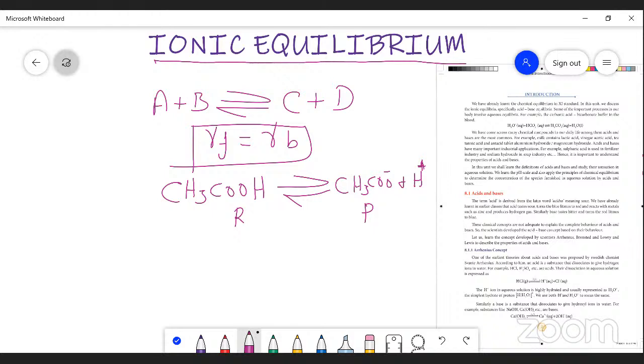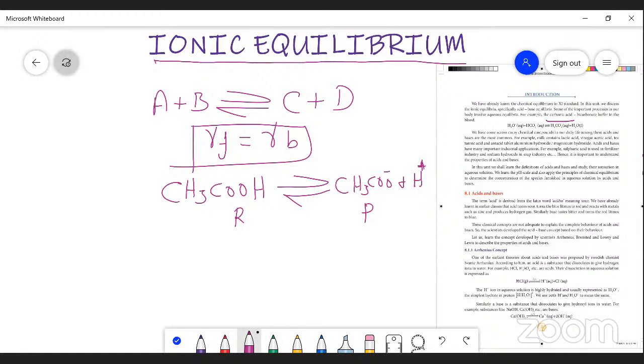If you enter into ionic equilibrium, you need to know some special concepts. Among them, acids and bases are very, very important. In our body's metabolic processes, many acid-base reactions and ionic equilibria exist. For example, the equilibrium reaction between carbonic acid and bicarbonate buffer in the blood is a very, very important ionic equilibrium reaction taking place in the blood.